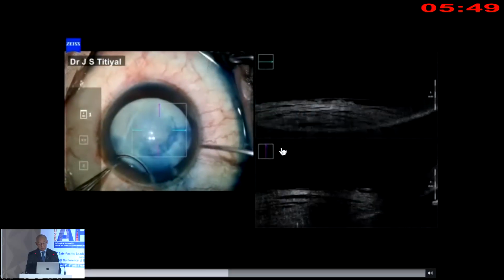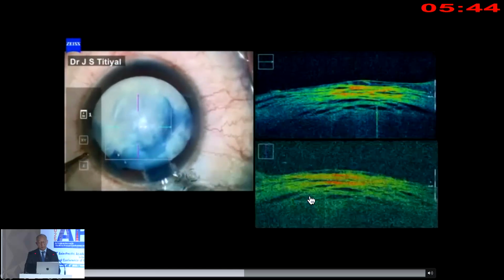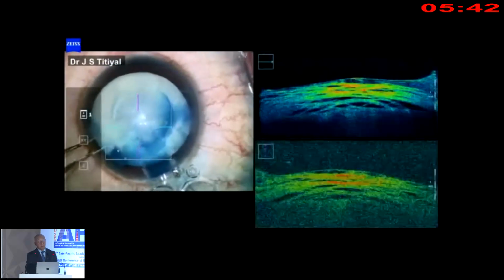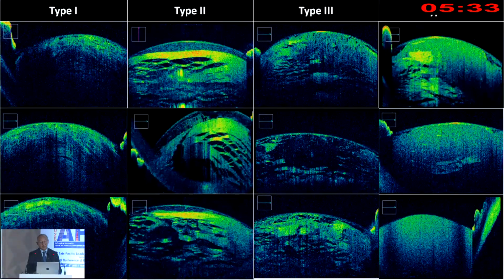And you can see the thick cortical fibers are not broken even with the laser application. So we have to be a little careful in these cases, even after application of femtosecond laser. So this is a classification which gives us the idea that you have to see, and accordingly you can manage these group of cases.